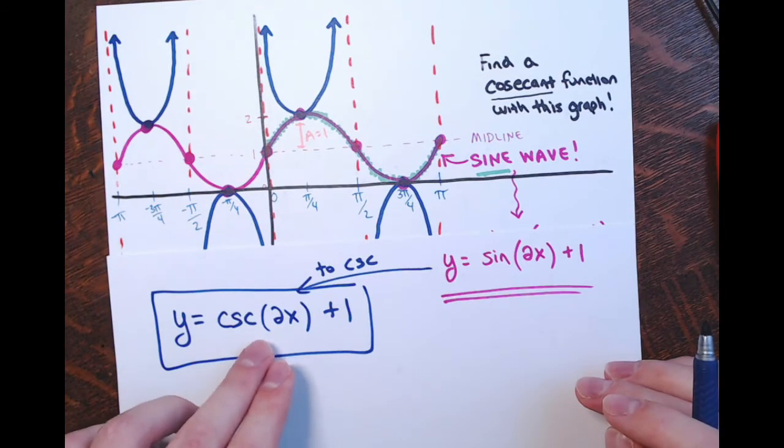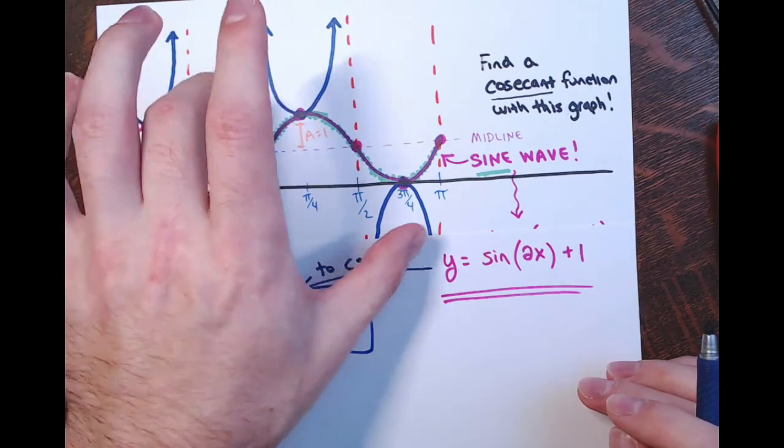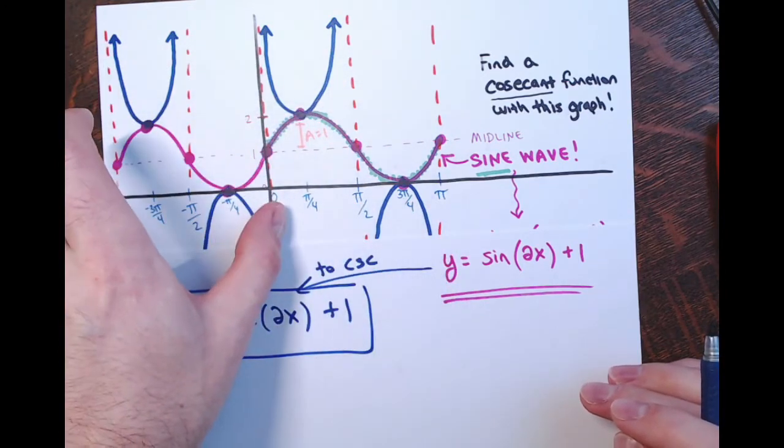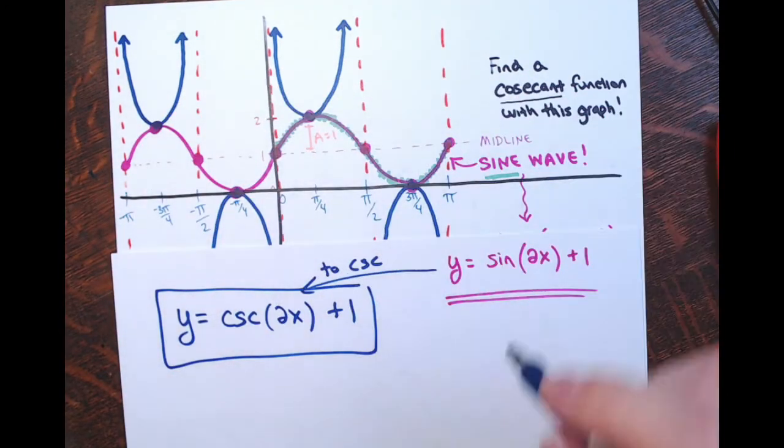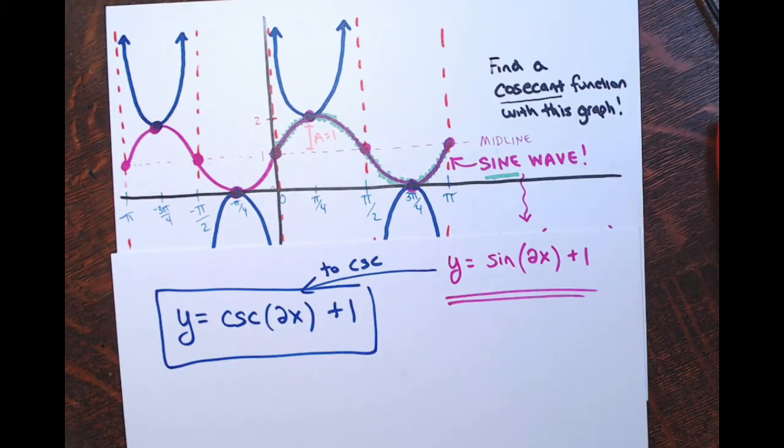This would have a period of 2 pi divided by 2. It would have a period of pi, and you see this from 0 to pi is the same picture as from 0 to negative pi. Everything's working out. And the midline is at 1, right, plus 1. So I'm getting y equals cosecant of 2x plus 1. So again, this is the same thing for secant.